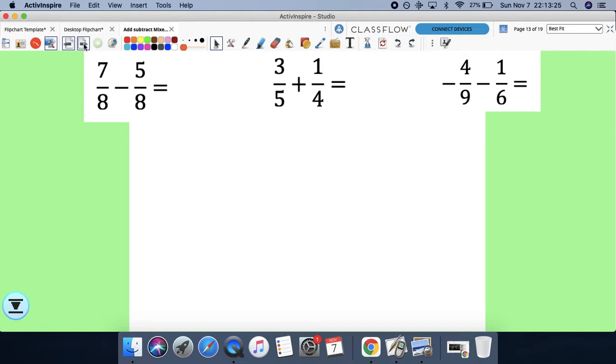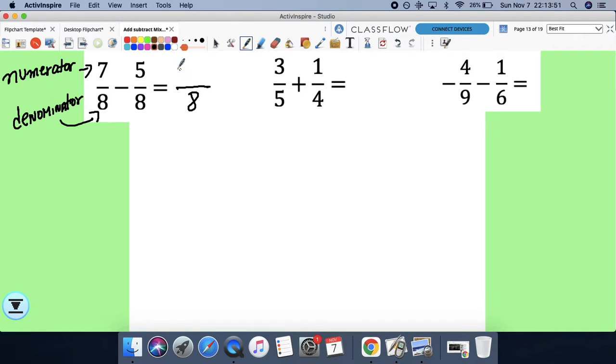Let's do a little bit of review. When we're adding and subtracting fractions, this is the denominator, and this is the numerator. When the denominators are the same, it's pretty easy. The denominator stays the same, and on top we do 7 minus 5. That's just 2.